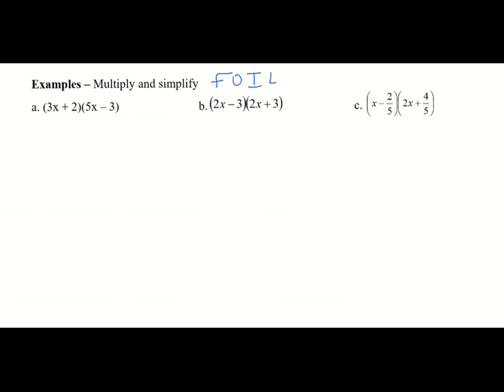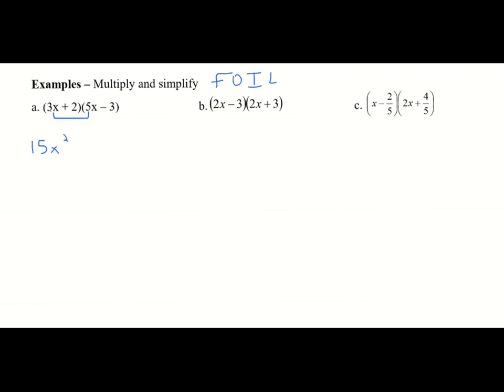So when I go to FOIL, or multiply, the first thing I'm going to do is multiply my first terms together. The first terms will be the first one in each binomial. So for example A, it would be 3x times 5x. Again, 3 times 5 is 15, and x times x gives me x squared.